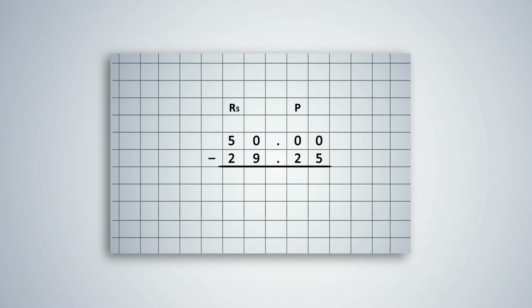Since 25 paise has to be subtracted, 1 rupee has to be borrowed and converted into 100 paise. And 100 minus 25 is 75 paise. If 29 is subtracted from 49, we are left with 20 rupees. So 20 rupees and 75 paise is the correct change that she should get.